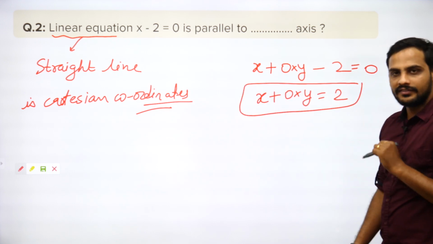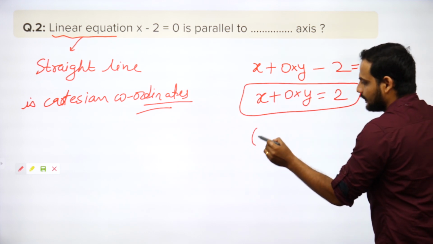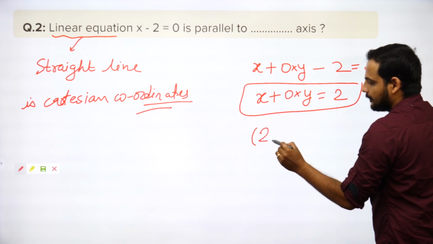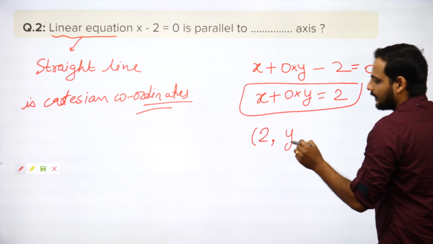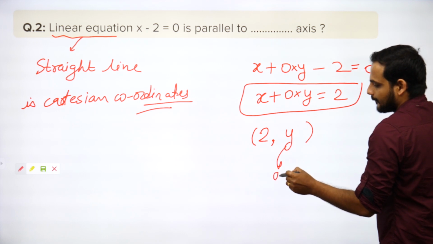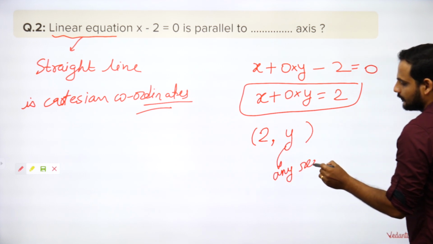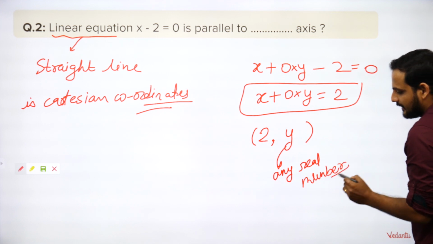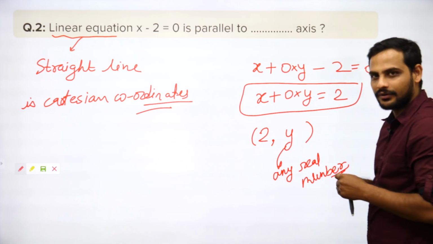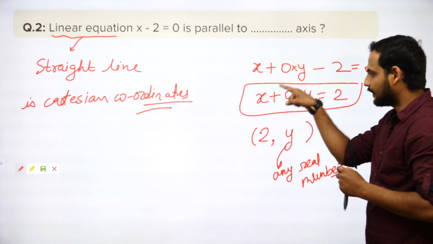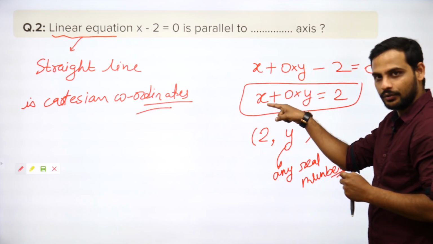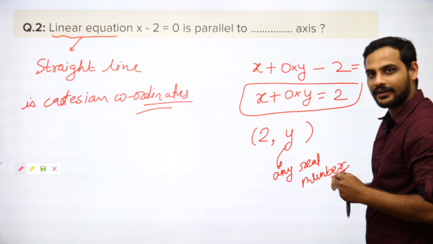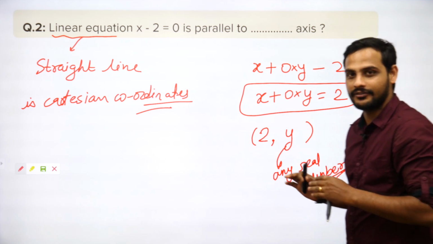Now this equation will be true for any value of y if I keep x as 2, and y can be any real number, because any real number multiplied with 0 will give you 0 only. So this is not affecting the equation. So if I put x as 2, then 2 is equal to 2 will always satisfy the equation no matter what the value of y is.